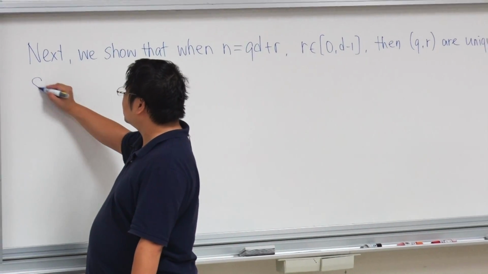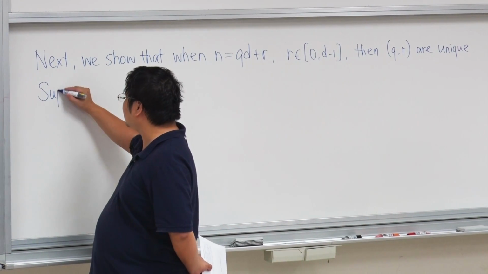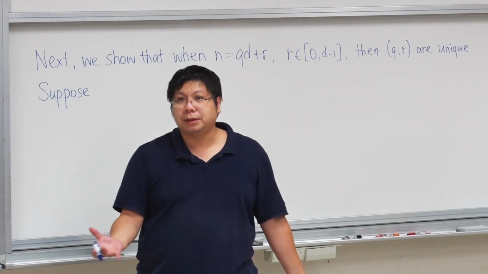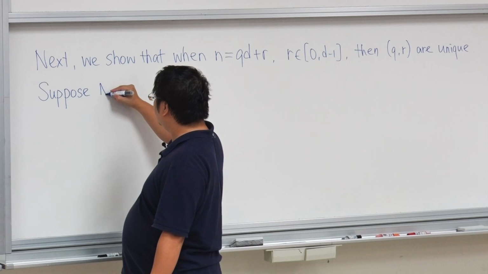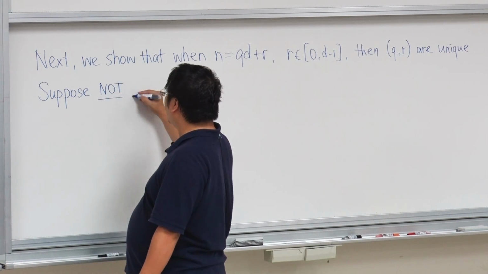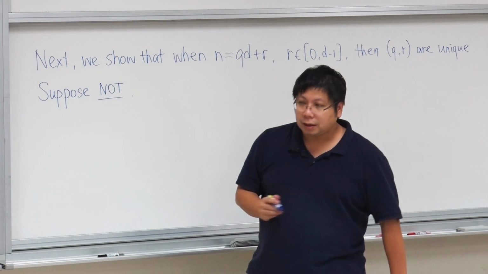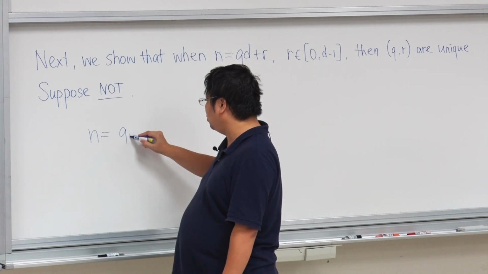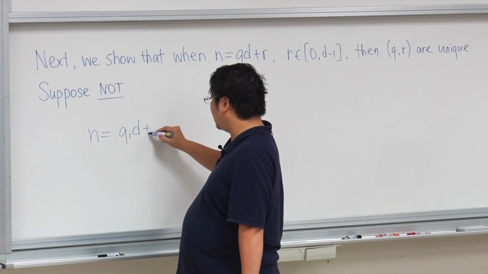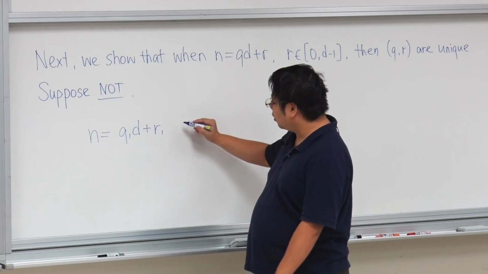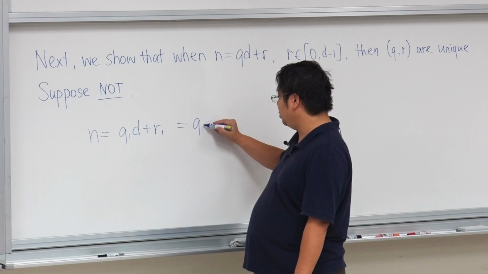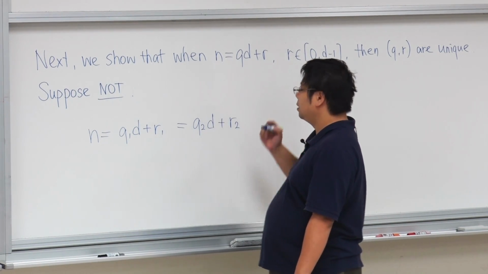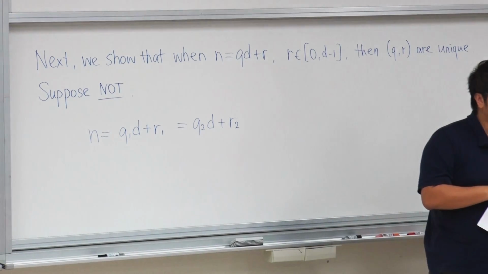Okay, so we prove it by contradiction. This is the usual technique to show uniqueness. If it is not unique, there will be some problem. So suppose it is not unique. Then what does it mean? We can write n in two different ways. Let's say n is equal to q1 times d plus r1, and n can also be written as q2 times d plus r2. Is that okay?